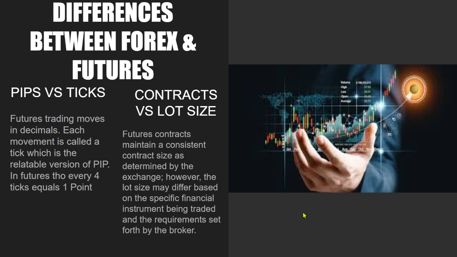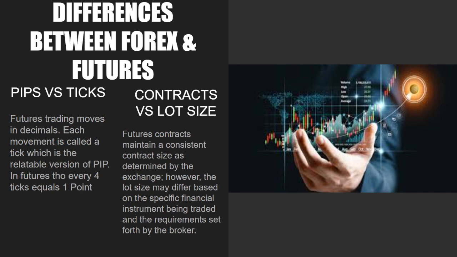Okay. So what are the differences between Forex and futures? Well, first off, what you might be used to referring to as pips or percentages, in futures every small incremental movement is actually measured in decimal points. Each movement is called a tick, which is the relatable version of a pip. In futures, every 4 ticks equals 1 point.